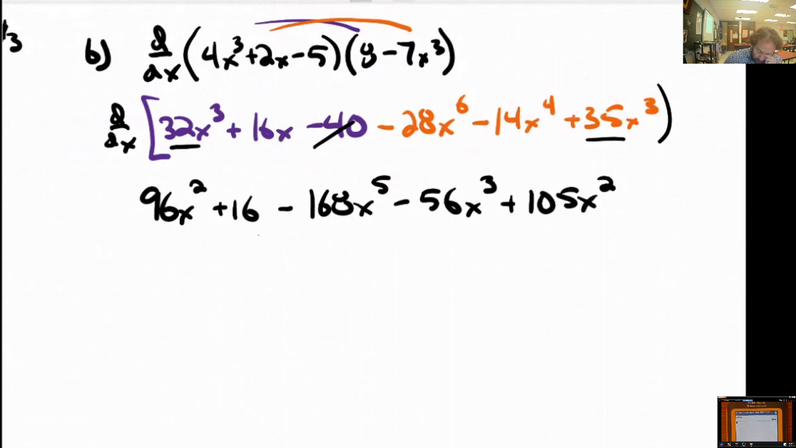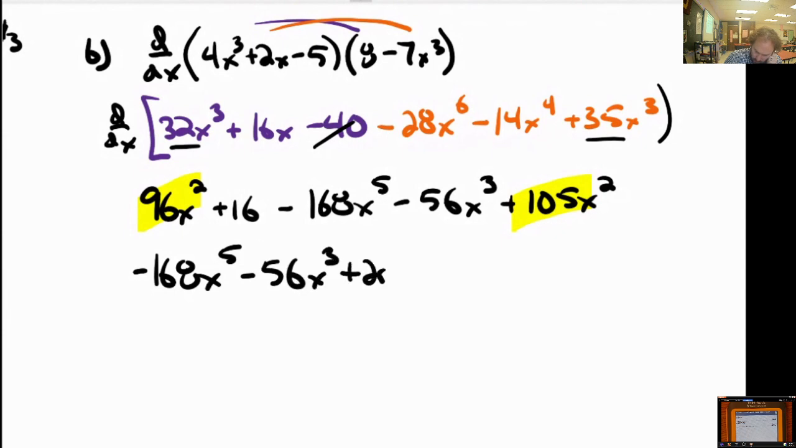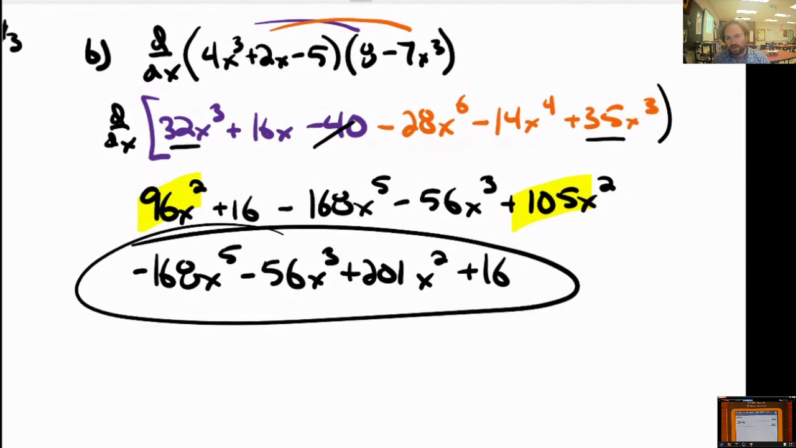And again, I suppose you can combine these two together because they are the same term. So 105 plus 96 is going to be 201. So if I put it in order, I'll have negative 168x to the fifth minus 56x to the third plus 201x squared plus 16. That is my answer, and I'm sticking with it. Did I miss one? No, I combined them together. That's good. I like that answer. It's pretty good. You could debate whether this is faster than just using the product rule, and the product rule might look a little different when you're all done, but I promise you that if you work it all the way out, it'll be the same.